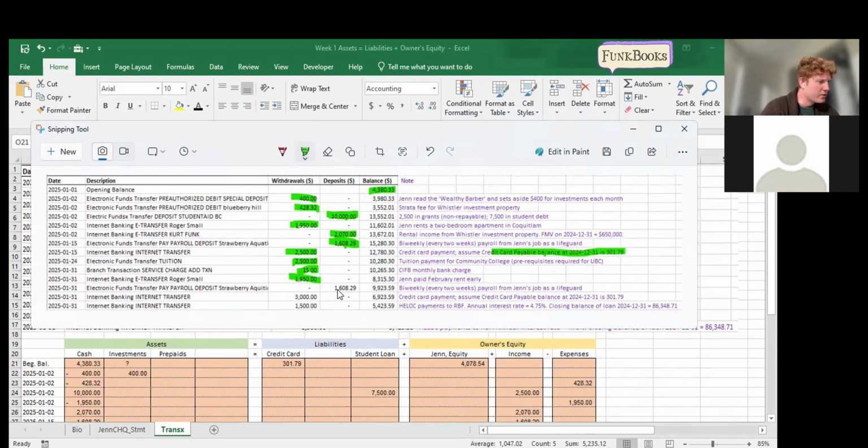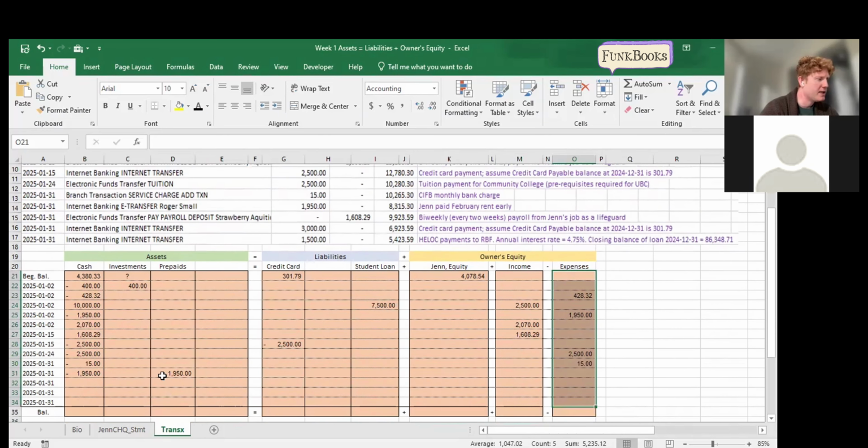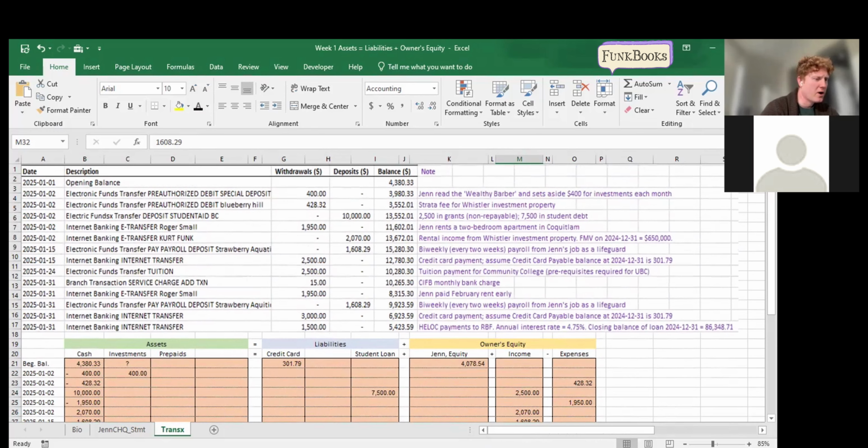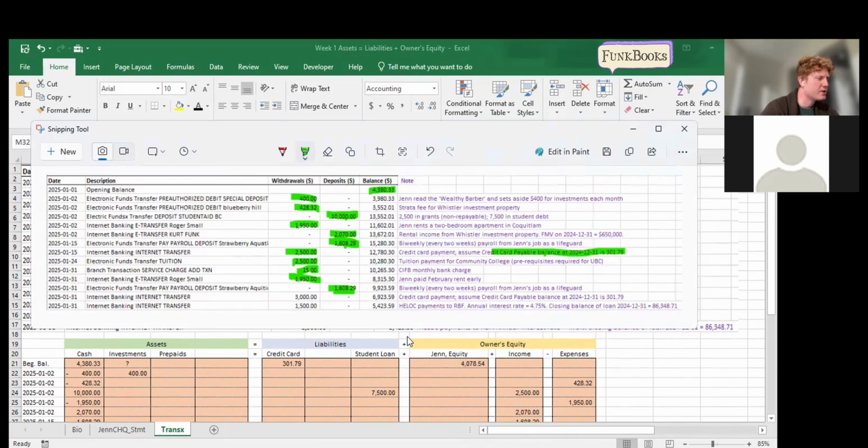Okay, that's good. Next, we have payroll again. So that one we've already seen. That should just be an increase to cash as well as an increase to income, talking about our kind of employment income that we've seen. And we've got two more transactions to go through.